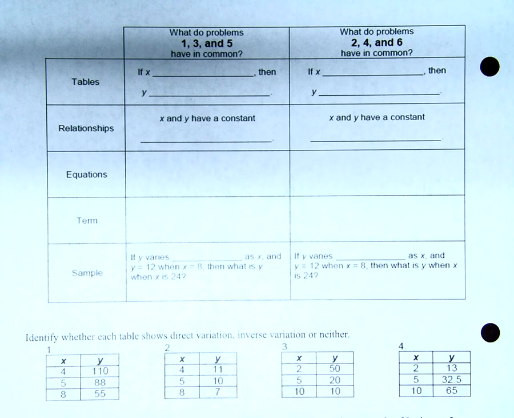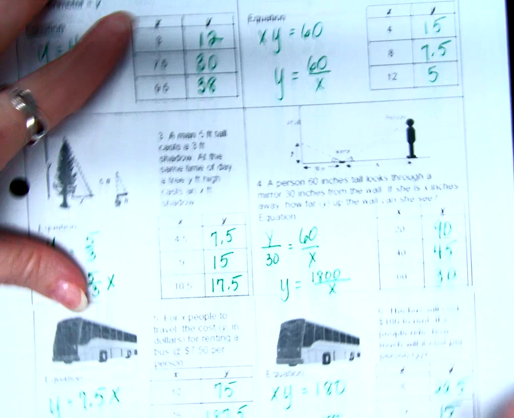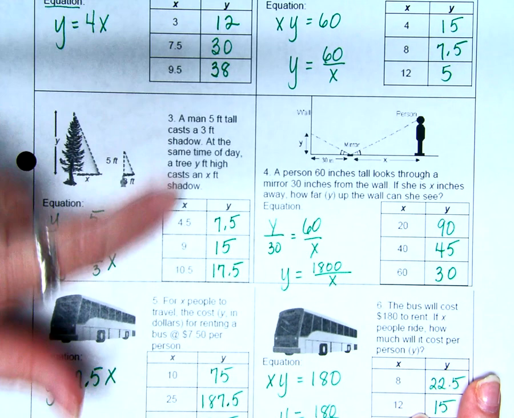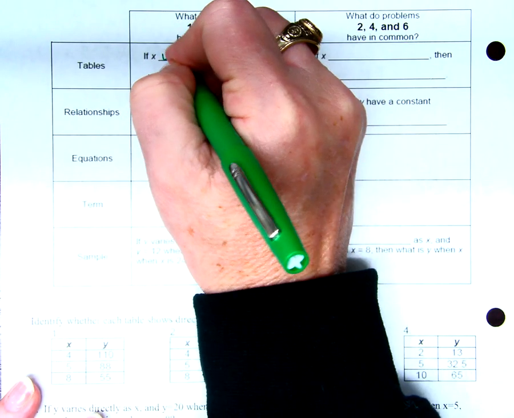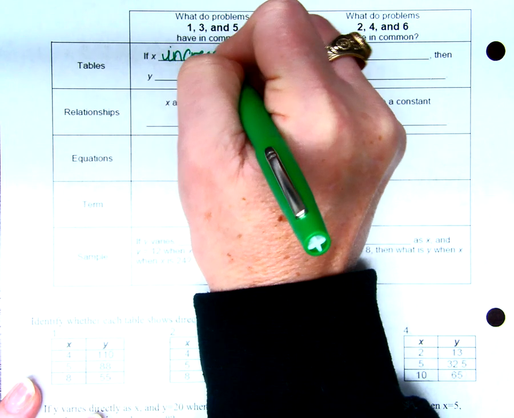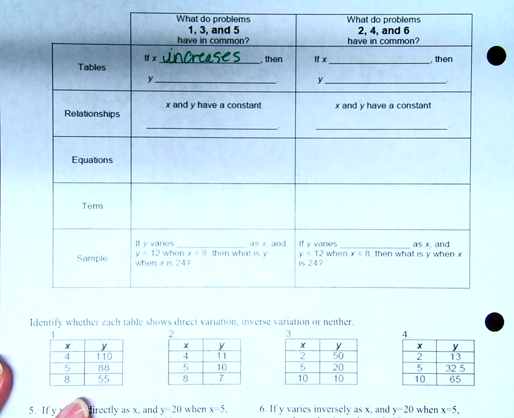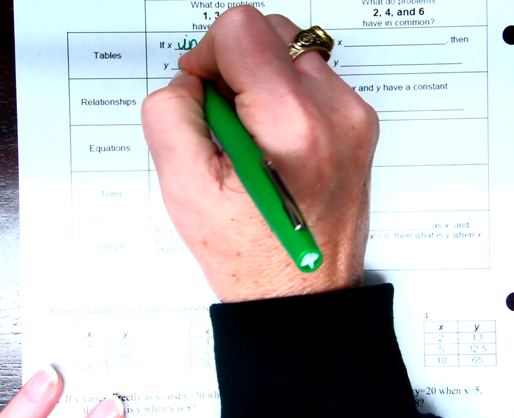Let's start with the tables. If X blanks, then Y blanks. Left-hand column. What's happening to the X's? They increase. So if X increases, what's happening to Y? We're talking about 1, 3, and 5, so we're talking about this column. Isn't it also increasing? Okay, so Y increases.